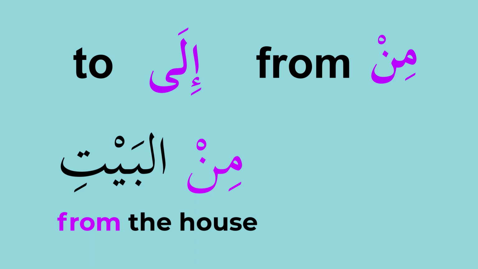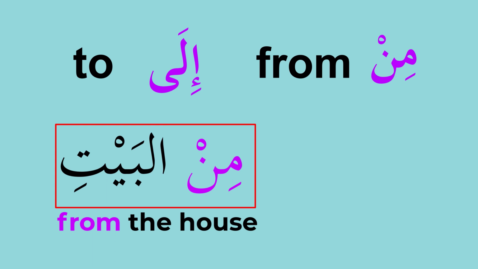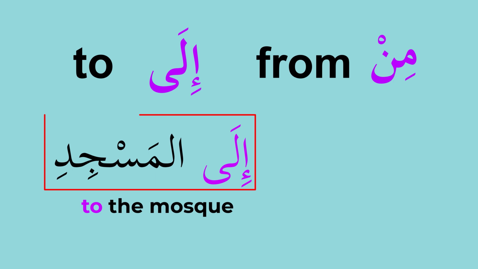Now from Arabic grammar point of view, what will I call min al-bayti? Jarun wa majroor. And it is a shibhu jumla. It is a phrase. And what is ilal masjidi? Jarun wa majroor. And shibhu jumla. You will get used to shibhu jumla, brother. These are beautiful things, you know.